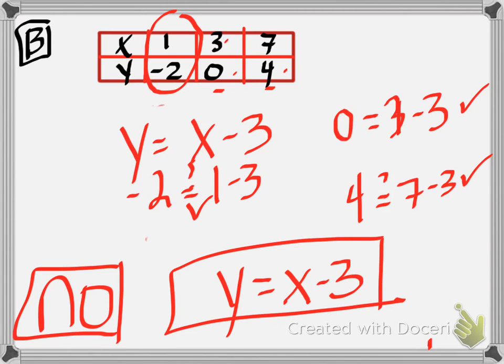And we can tell from this equation, it's not y equals kx. It's x minus a number, and that means it's not a constant variation.